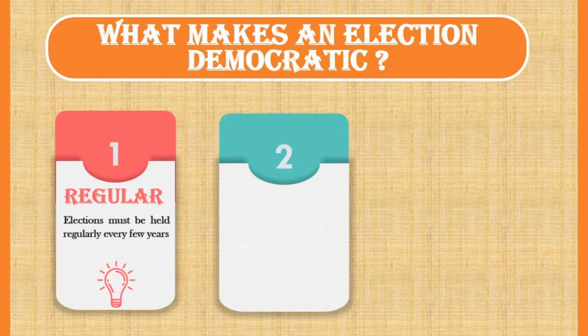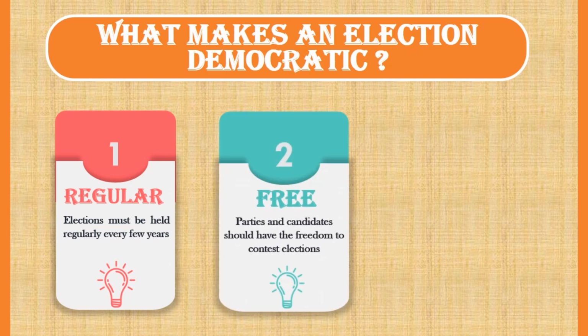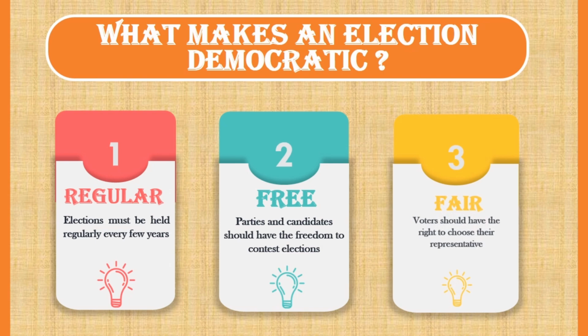The next characteristic is that elections should be free, which means parties and candidates should have the freedom to contest elections, and voters should be free to cast their votes. The vote value of each citizen should be equal. The next characteristic is that elections should be fair, which means the voter should have the right to choose their representative. There should be no malpractice or fraud in the elections, and only the candidate who secures the maximum number of votes should be declared the winner. If these three characteristics are present in any elections, then the elections are called democratic.